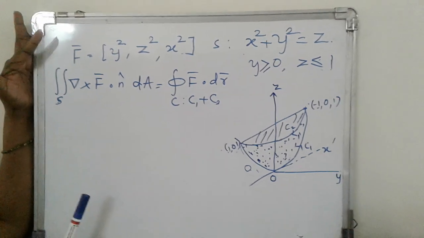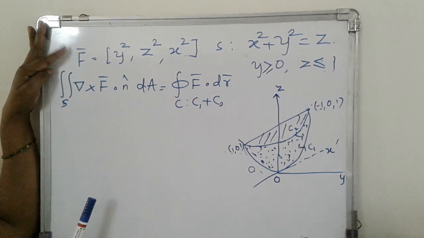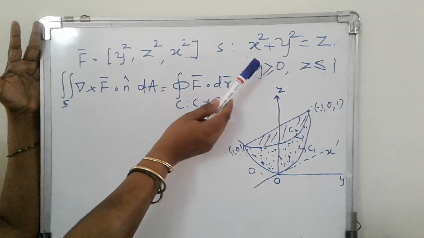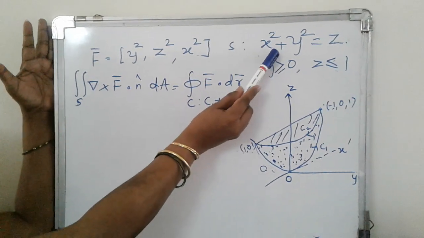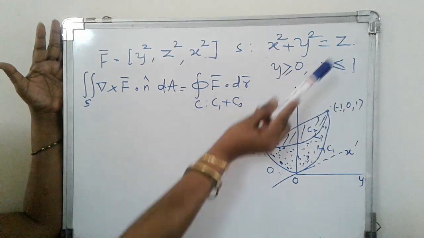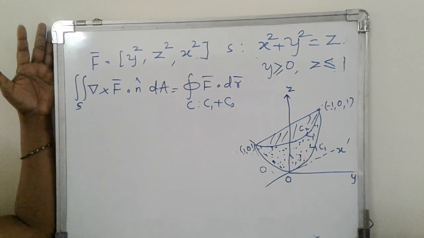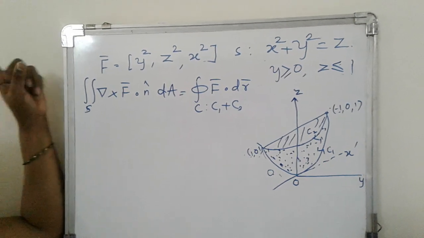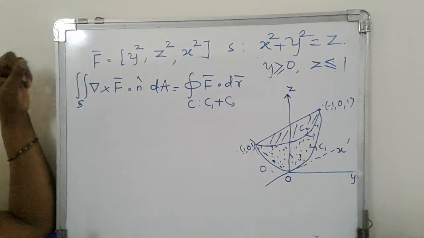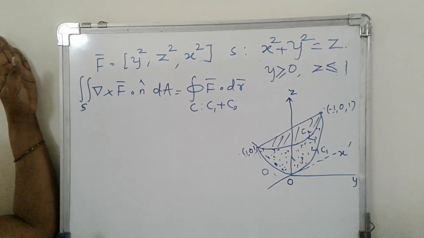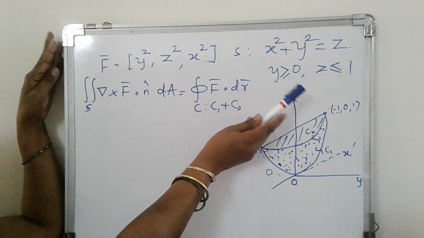Verify the Stokes theorem for the following data: f bar and surface S, which is the portion of the paraboloid x square plus y square equal to z, y greater than or equal to 0 and z less than or equal to 1. We need to recall that the Stokes theorem is applicable only to open surfaces.